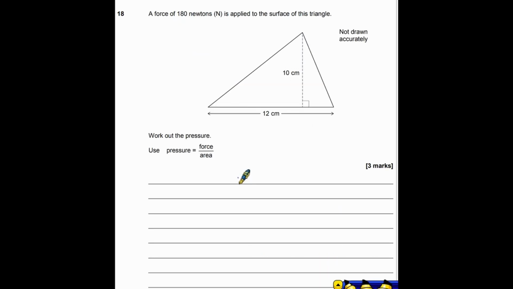£3.40. Question 18 is a force of 180 newtons is applied to the surface of this triangle, and we've to work out the pressure. We are given pressure is force over area. So we know the force. The force is 180. So if we're going to use pressure is force over area, we need the area.